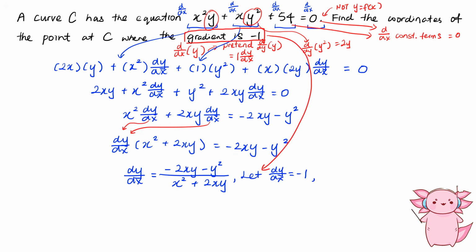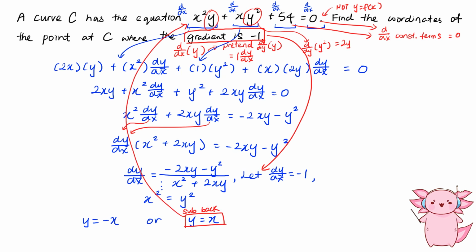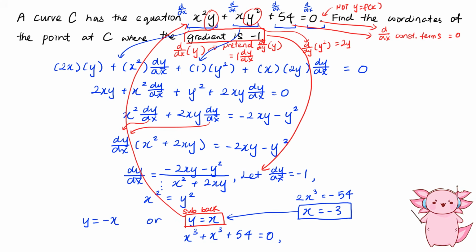After letting dy/dx be negative 1, since it represents the gradient, we can get the two solutions of y equals x and y equals negative x. So using these solutions, we have to sub them back into the equation of the curve, and for the y equals x equation, we can actually solve for x to get the value of negative 3, and since y equals x, the y value is negative 3 as well.